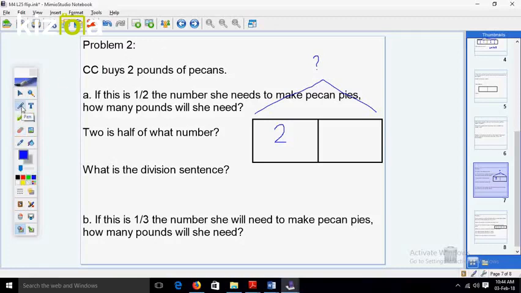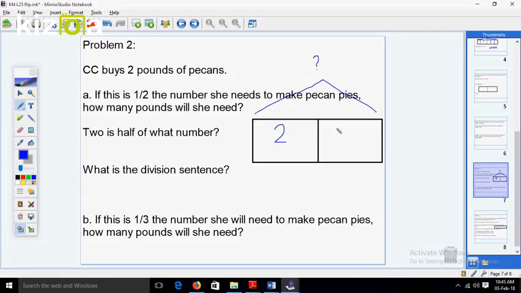But now we're trying to find the whole, because it's saying if 2 is only half the number she needs to make pecans, how many pounds will she need to make? So think about this. 2 is half of what number? All right, so we can look at our tape diagram here. So 2, that's what she has right now. But that's only half of what she needs.